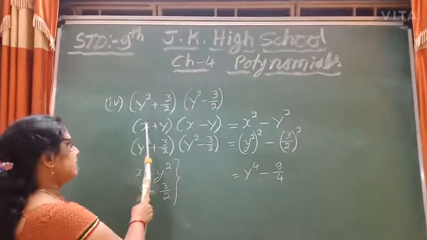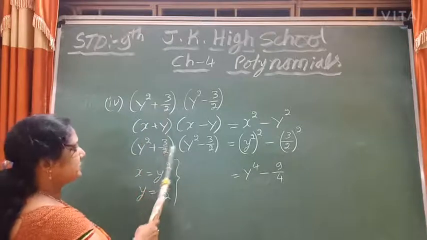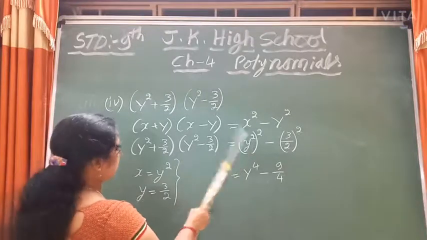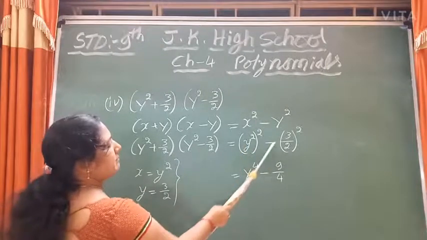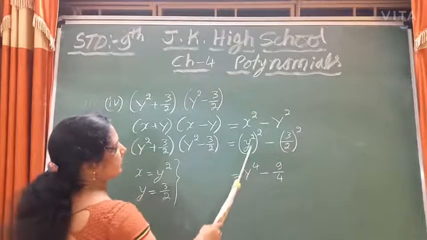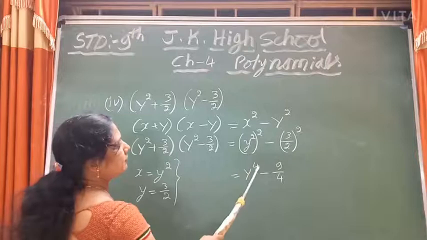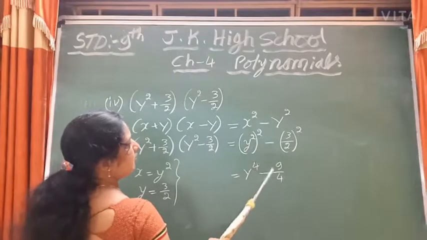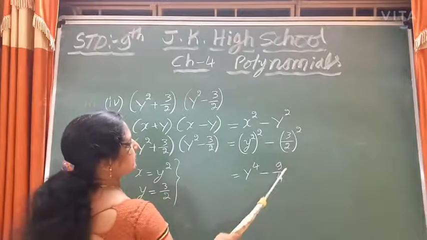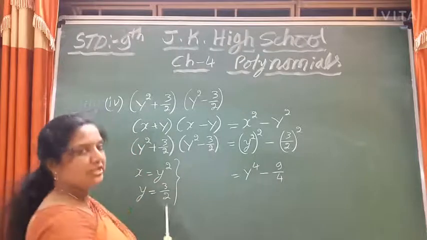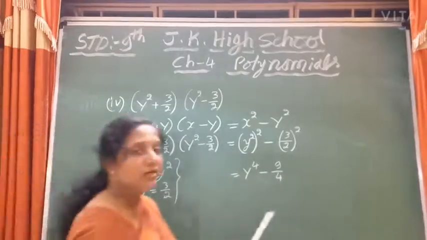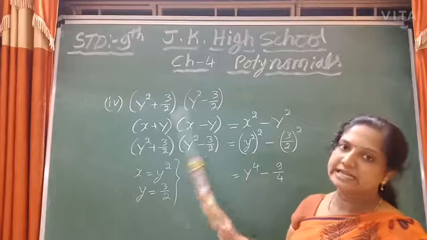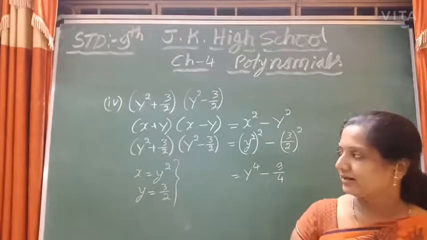Now substitute the values. In place of x, y square is there. In place of y, 3 by 2 is there. So here in place of x you substitute y square. X value is y square whole square minus 3 by 2 whole square. After simplification you are going to get y to the power 4. In the power of exponents, you have to multiply the powers. 2 2s are 4. Minus 3 square is 9, 2 square is 4. So in this manner, by using this identity, we can find the product of these two terms if the terms are of this type. You can use this identity and find the product directly. Okay children, write down.